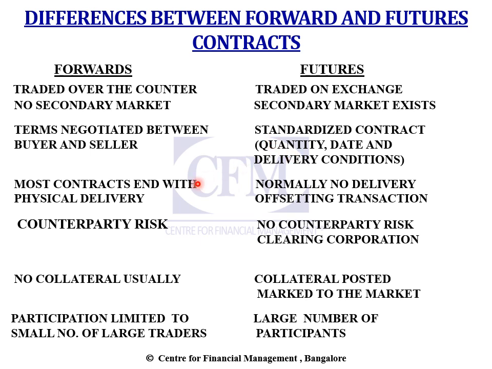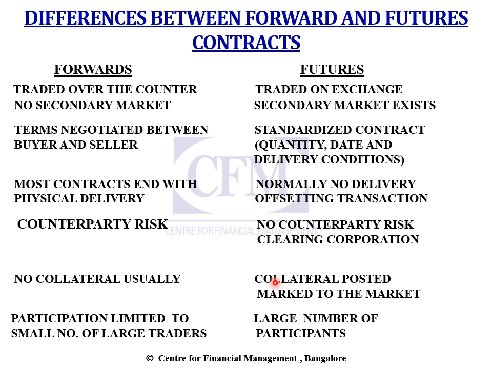Most forward contracts end with physical delivery. Normally, futures contracts are offset by a counter transaction. There is no delivery. Forward contracts entail counterparty risk. There is no counterparty risk as far as futures contracts are concerned because a clearing corporation interposes itself between the buyer and the seller. No collateral is usually required in a forward contract.